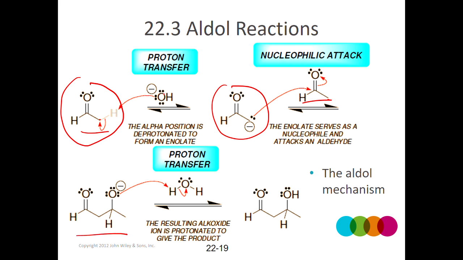And then the base can be regenerated, because once it picks up a proton and forms either water, or if it was an OR, it would form an alcohol. Then that oxygen can pick up a proton from there and give you the aldol product. And the advantage here is we're doubling the number of carbons in one reaction.